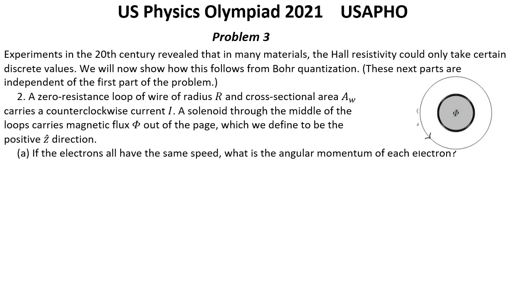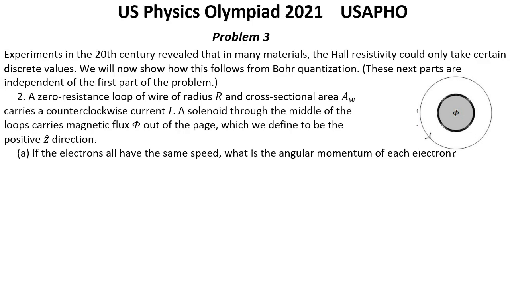Part 2. A zero resistance loop of wire of radius r and cross-sectional area AW carries a counterclockwise current I. A solenoid through the middle of the loop carries magnetic flux F out of the page, which we define to be the positive z direction. Question A. If the electrons all have the same speed, what is the angular momentum of each electron?